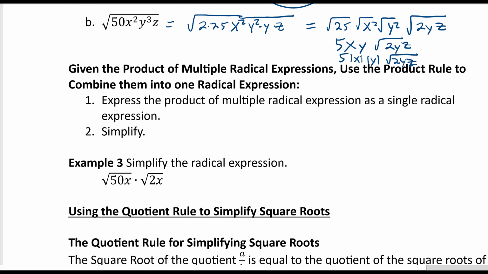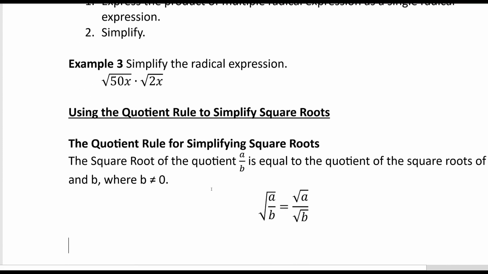Okay, given the product of multiple radical expressions, use the product rule to combine them into one radical expression. So express the product of multiple radical expressions as a single radical expression, then simplify. So for example 3, we're going to combine these into the square root of 50x. That was pretty sloppy.